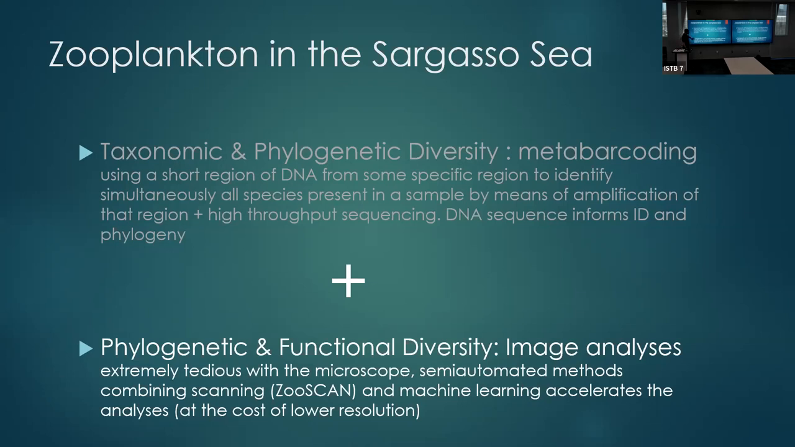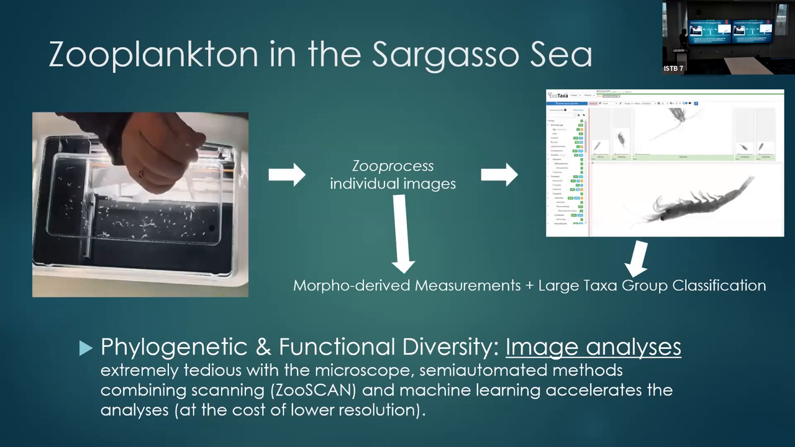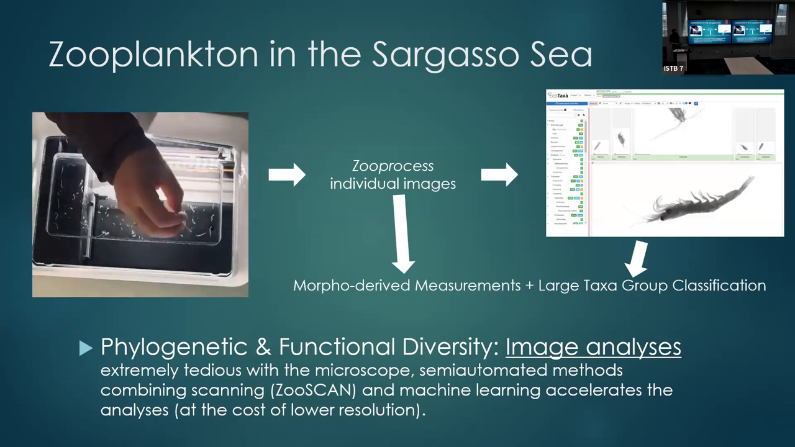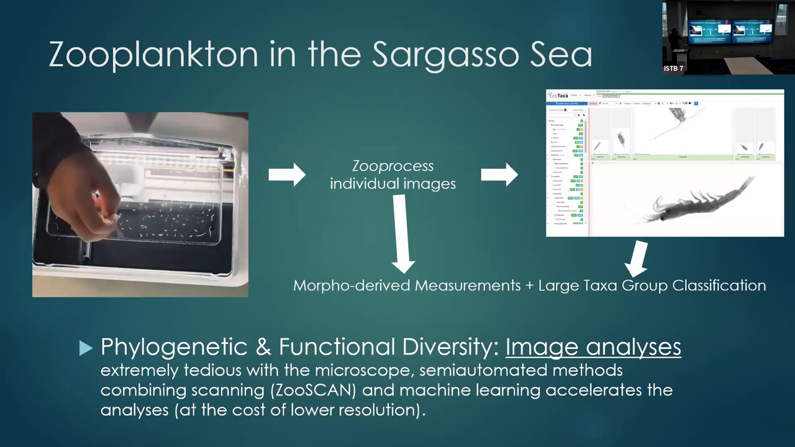So then we were getting this functional diversity, and we get it through image analysis. It was very tedious with the microscope, but now we use these semi-automatic methods. We combine scanning and some machine learning. So the scanning, basically, this is Hanna, our technician, putting a sample in this ZooScan, and he's going to put all the animals there. And they're going to be perfectly spread so they don't touch each other. Then we're going to scan this image at 4800 dpi.